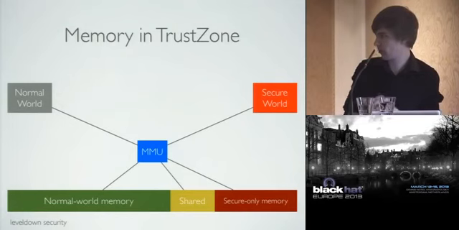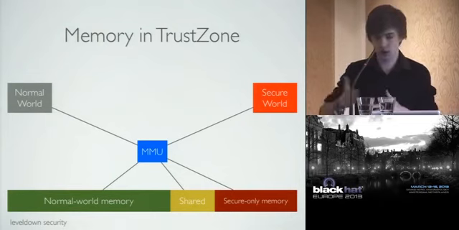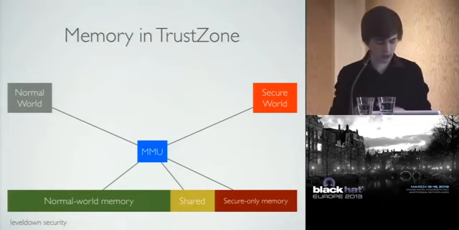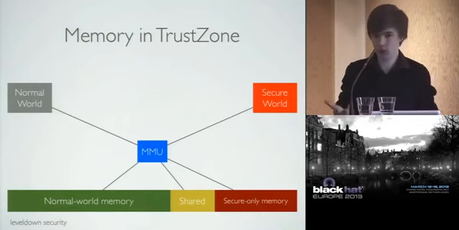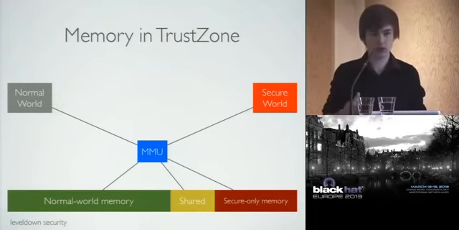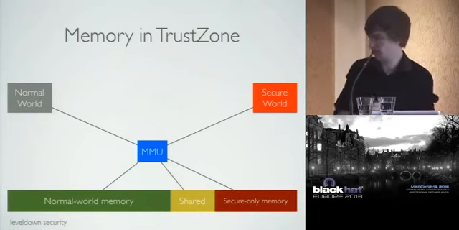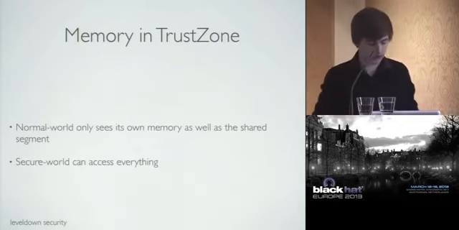Memory in TrustZone, I think I mentioned it earlier. Here you have a sample configuration of how you can map the memory using a TrustZone supported MMU. You have the normal world memory, which is accessible from the normal world and the secure world. You have the shared segment, which can either be writable or readable from the normal world. And then you have the secure only memory, which is only accessible from the secure world.